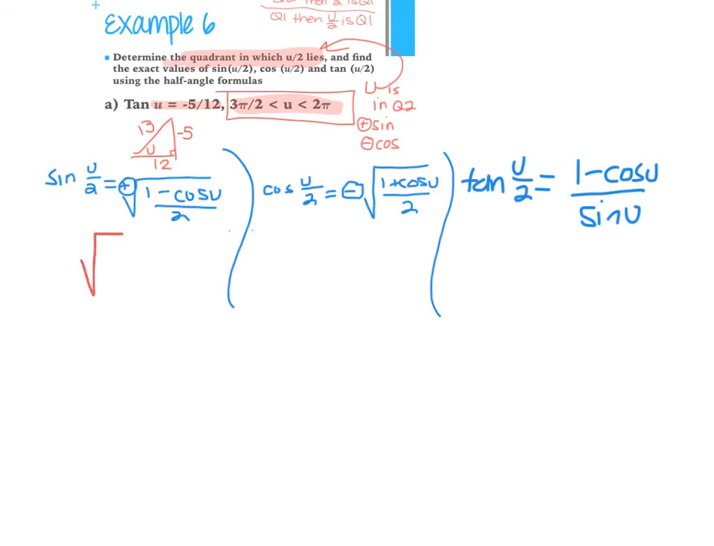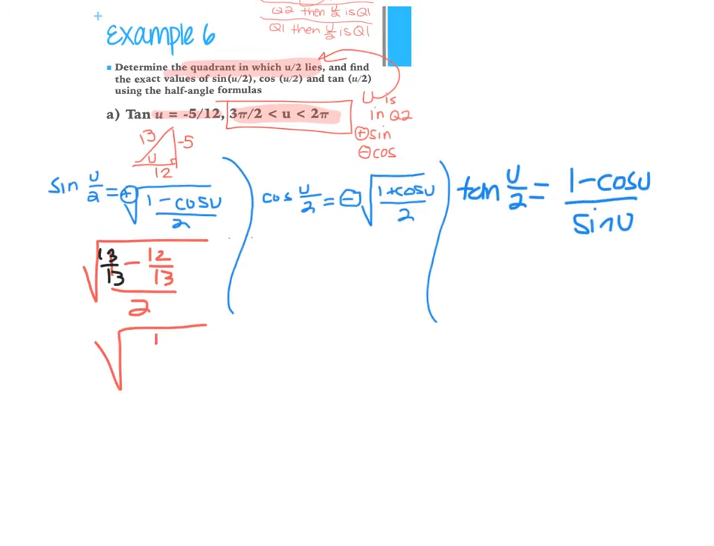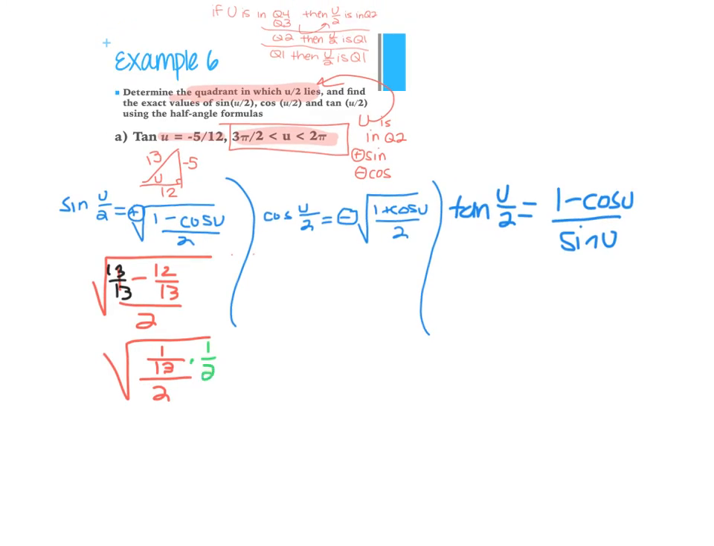So this is the square root of 1 minus the cosine, which is 12 over 13, over 2. This changes to 13 over 13. I get the square root of 1 over 13, all over 2. Keep, change, flip. And I get the square root of 1 over 26. Square root of 1, which is 1, over square root 26, which gets rationalized to root 26 over 26.